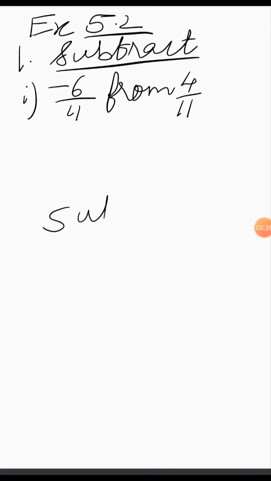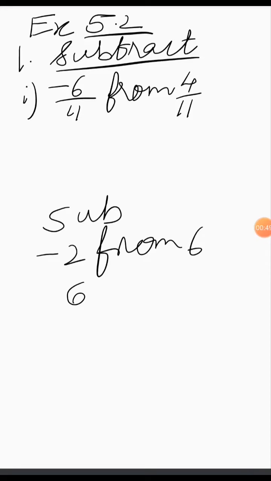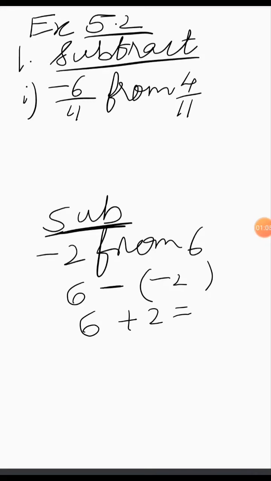Suppose your question is: subtract minus 2 from 6. So the word from, after from whatever number there is, you have to write always first. So I will write 6, and now from 6 what I have to do, I have to subtract. So I will put the subtraction sign. Now what do I have to subtract? I have to subtract minus 2. So we write here minus 2, and then just simplify. Minus into minus is plus. 6 plus 2 is equal to 8. Children, don't change the numbers here and there without any reason. So this is how we are always doing.